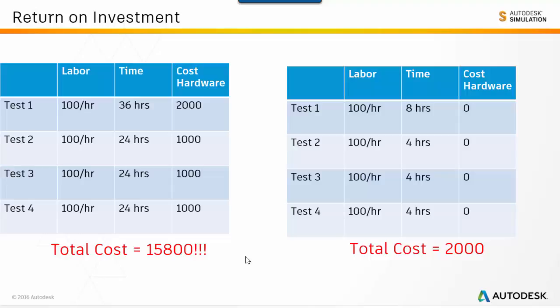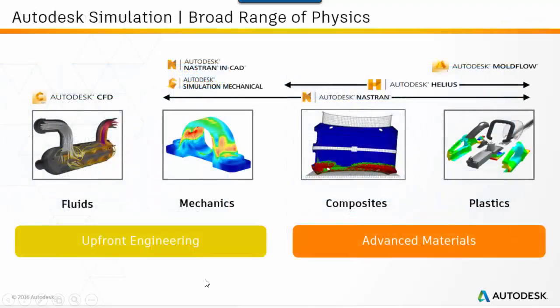With a virtual prototype, now that you paid for the cost of the software, you're just paying for the cost of the analyst at this time. It's going to be a lot quicker for him to set it up. There's no hardware cost involved, and so therefore your entire simulation process is going to be a lot cheaper than a physical prototype. So from a simulation product offering standpoint, what do we offer?